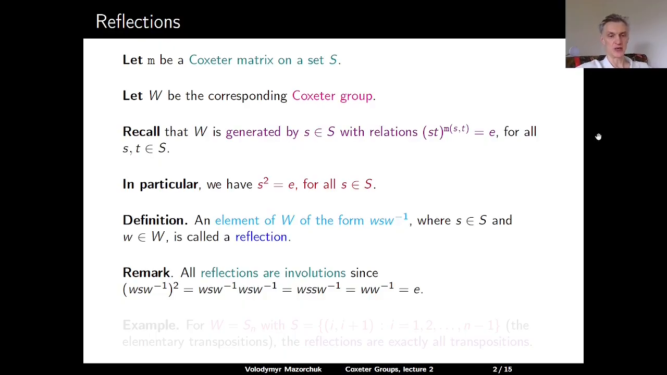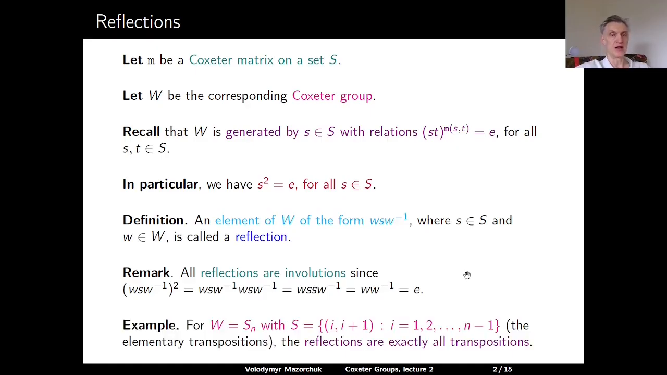So if you take w s w inverse and square it, we get w s w inverse w s w inverse. We cancel w inverse w in the middle, we get w s s w inverse. As s s is the identity, we get w w inverse, that's the identity.